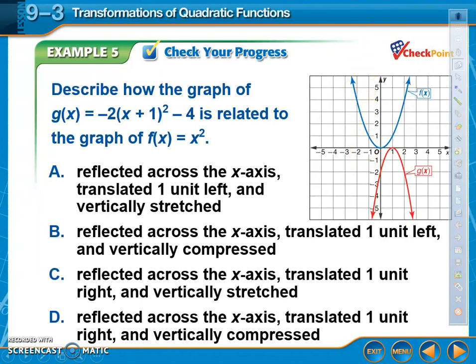Last one we're doing right here. How does g of x relate to f of x? Well, g of x has a -2. So it's going to be stretched vertically. It's going to be reflected, and it's going to be moved to the right 1. Holy smokes. So we're looking at: reflected across the x-axis, translated 1 unit left, vertically stretched right there.